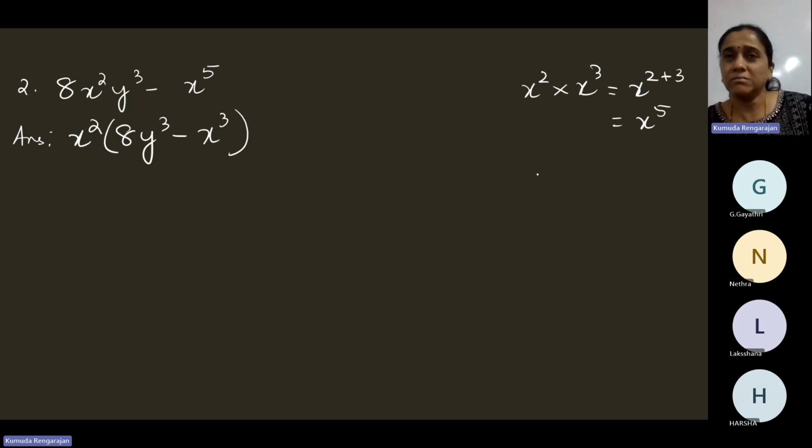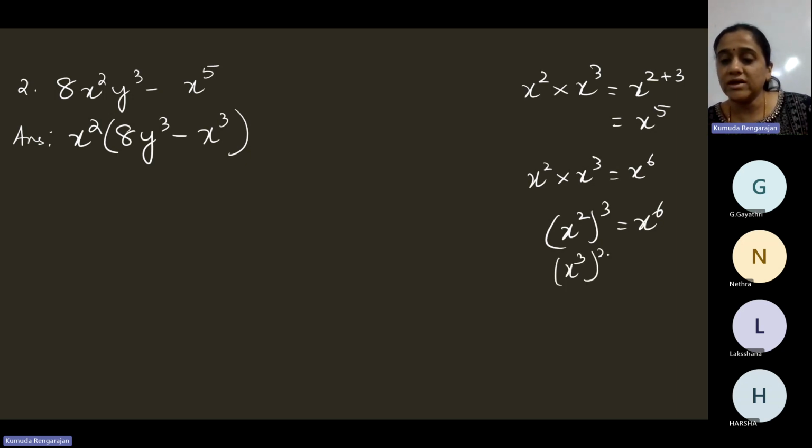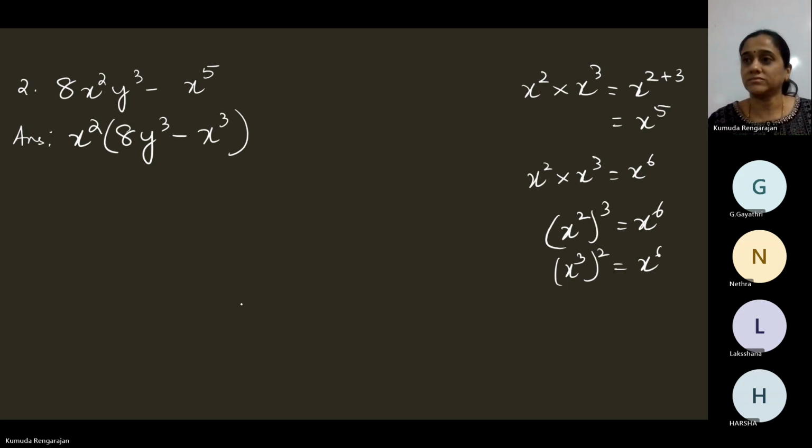Now we might get confused. X squared into x cubed is x to the power 6? No, no, no. When is it x to the power 6? X squared the whole cubed is x to the power 6, or x cubed the whole square is x to the power 6. In these two cases, yes, we multiply the powers. But here you'll have to add the powers. So x squared into x cubed, 2 plus 3, 5. Okay, so this is the first step.